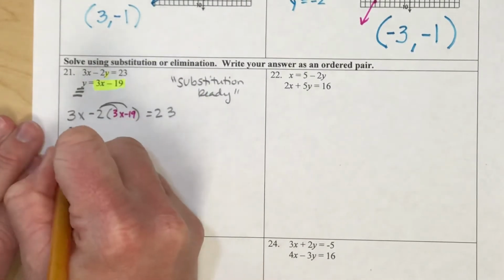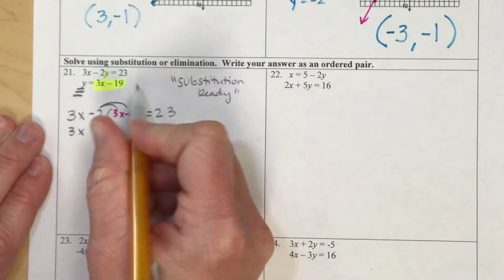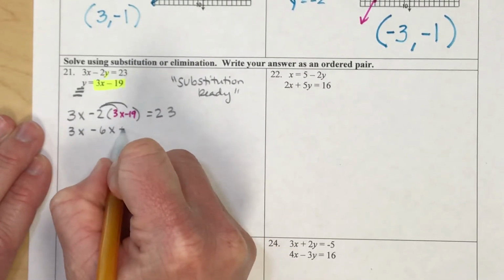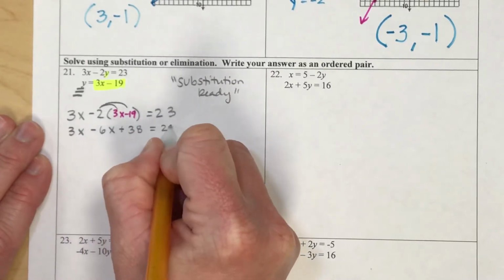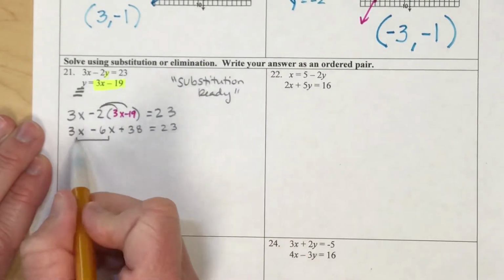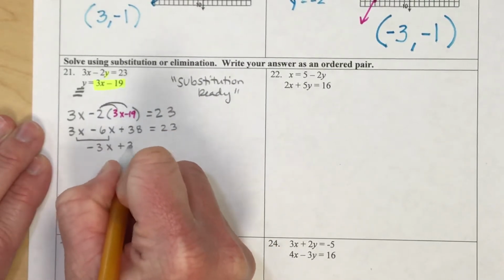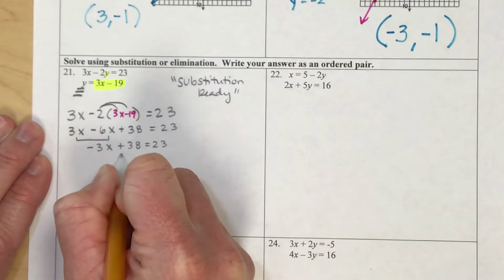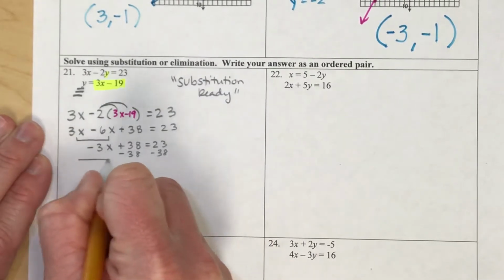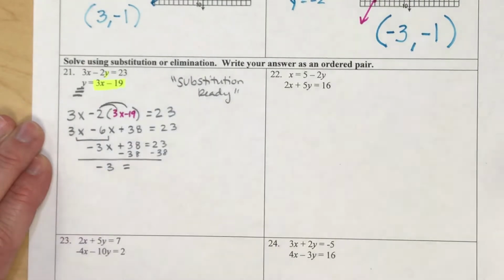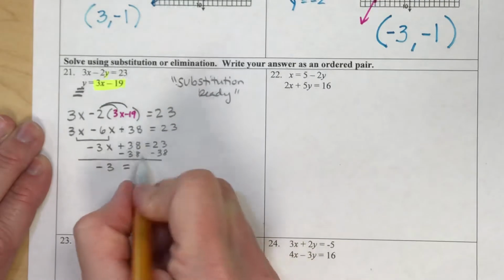Distribute, we'll do first. Negative 2 times 3 is negative 6x for that term. Negative times a negative is going to make a positive. Negative 2 times negative 19, you get 38. Combine like terms is next. 3x minus 6x, if I combine, I have negative 3x. Plus 38 is equal to 23, and now solve. Subtract 38 on both sides. Okay, 23 minus 38 is negative 15.